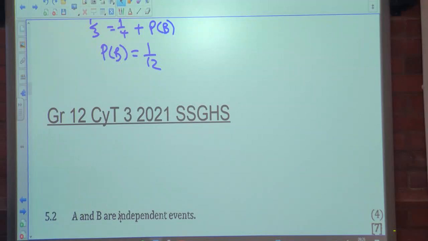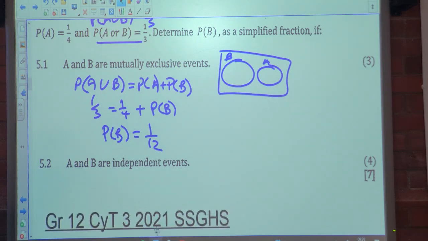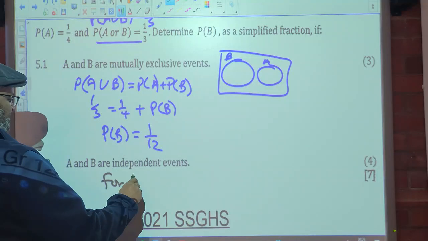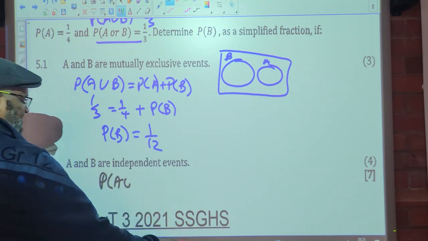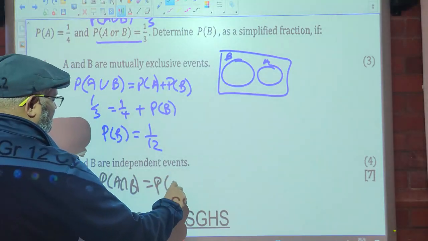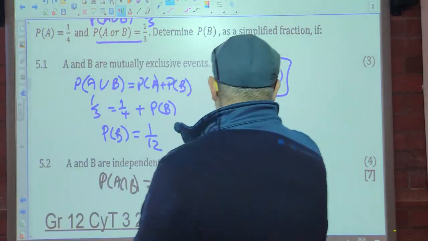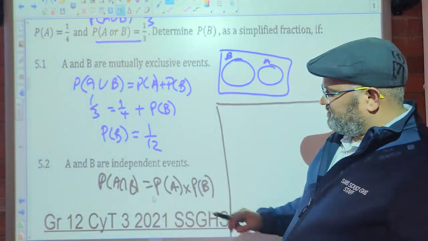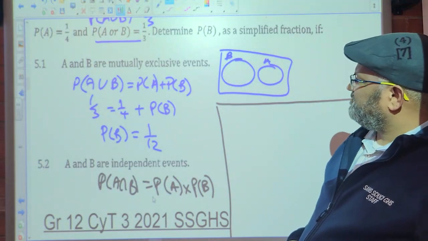Let's go with the next question, 5.2. A and B are independent events. For independent events, what do we know? For independent events, I don't have to write that. We know that the probability of A intersection B is equal to the probability of A times the probability of B. Okay. Now with that said, we don't have the intersection. We don't have probability of B.